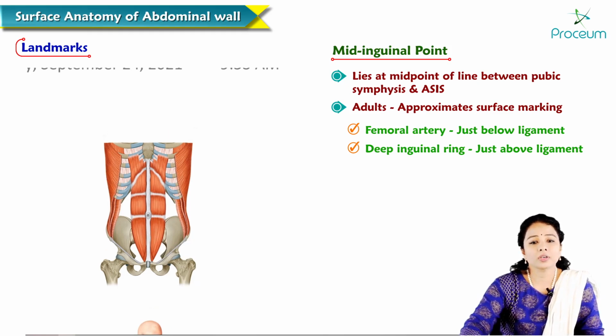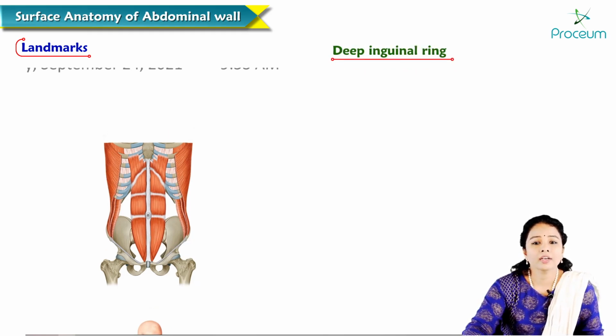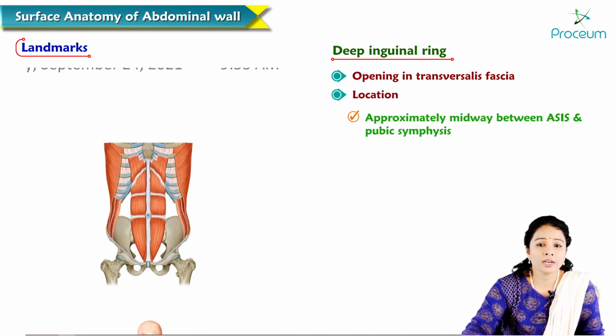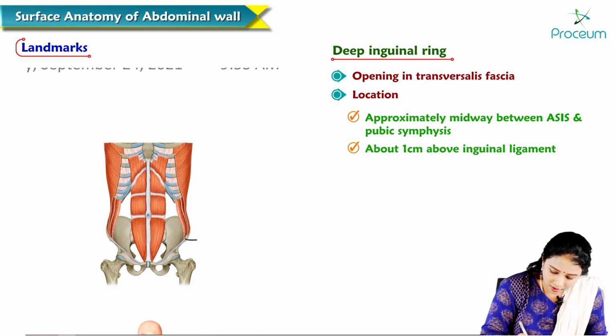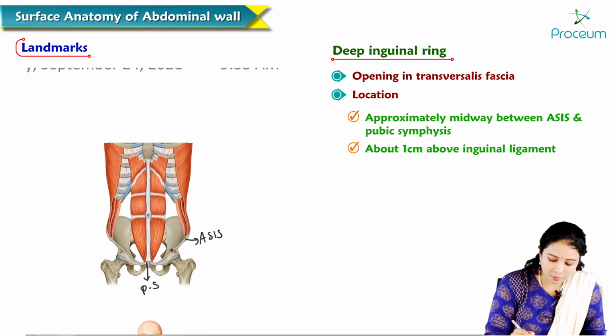So next is the location of deep inguinal ring. Deep inguinal ring is an opening in the fascia transversalis approximately midway between the anterior superior iliac spine and pubic symphysis and 1 centimeter above the inguinal ligament. So this is the anterior superior iliac spine and here is the pubic symphysis. So we know this is the mid-inguinal point.